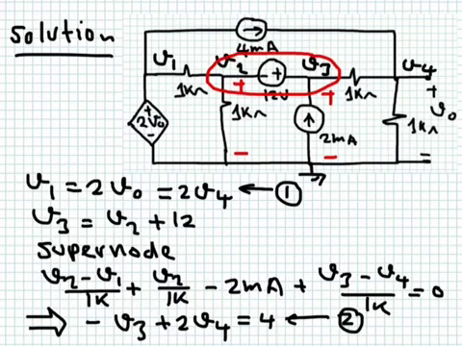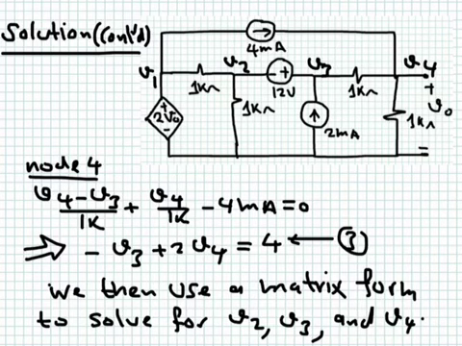Keep this in mind: when you have the equation V3 equal to V2 plus 12, you can keep either V2 or V3, but you don't keep them both. It simplifies the analysis, and this is what I did here. I got rid of V2 and wrote everything in terms of V3, and this is the equation I got. I simplified, multiplied by 1K, and collected all the coefficients. This is what I end up having in this equation.